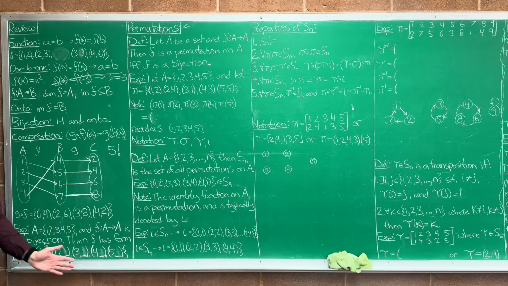What is a permutation on A? It's just some function from A to A that's a bijection. It's just one of these. That's it. Good so far?